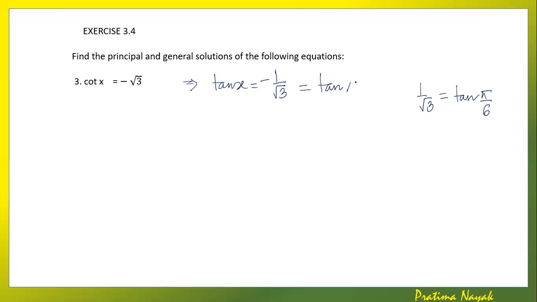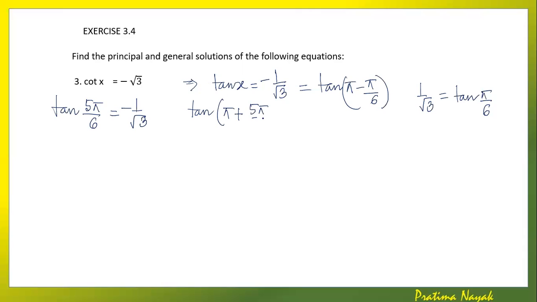So it will be pi minus pi by 6. Pi minus pi by 6 is how much? 5 pi by 6. So one value I am getting: tan 5 pi by 6 is equal to minus 1 by root 3. Next what? As I discussed in that question, for the tan function, after every pi it repeats the value. So you can just add pi to 5 pi by 6. This gives you tan 11 pi by 6. So these are the two principal solutions. One is 5 pi by 6, and one is 11 pi by 6.